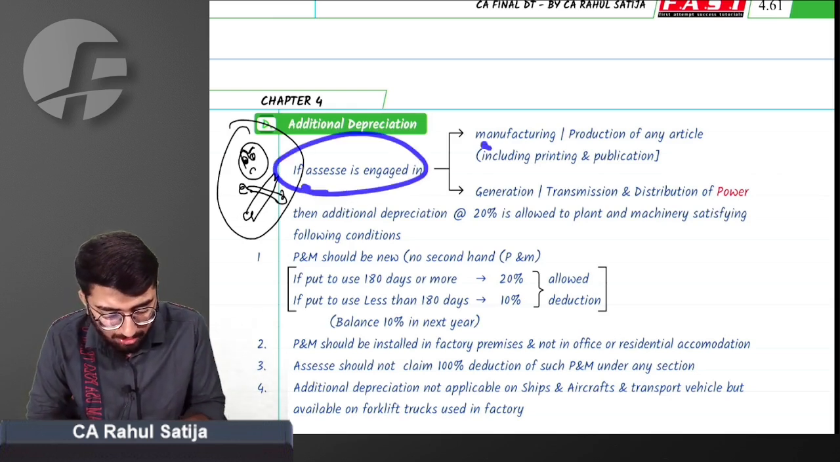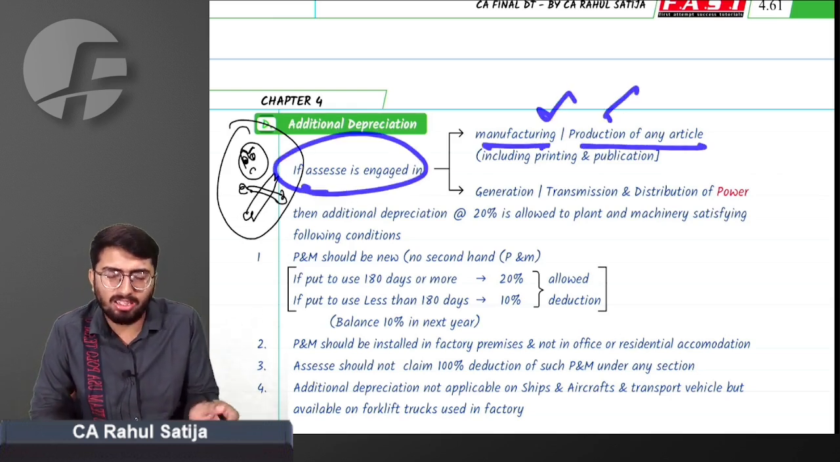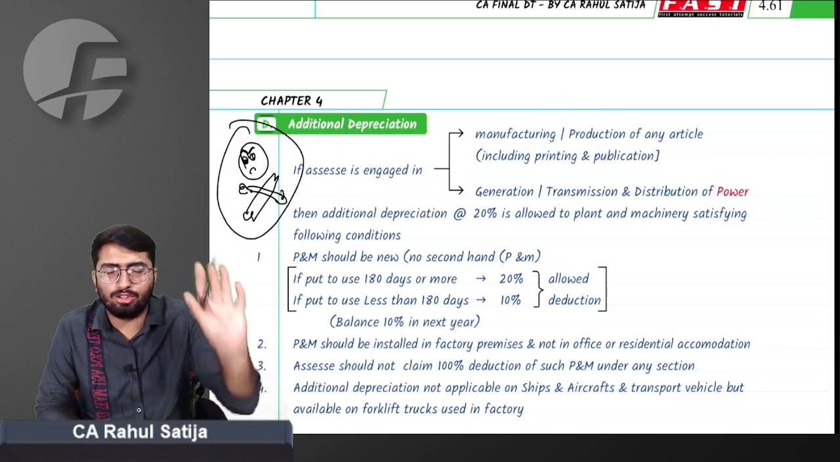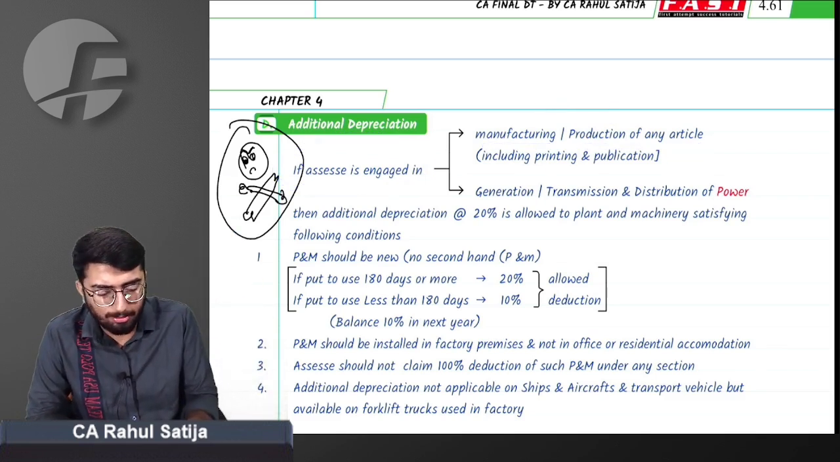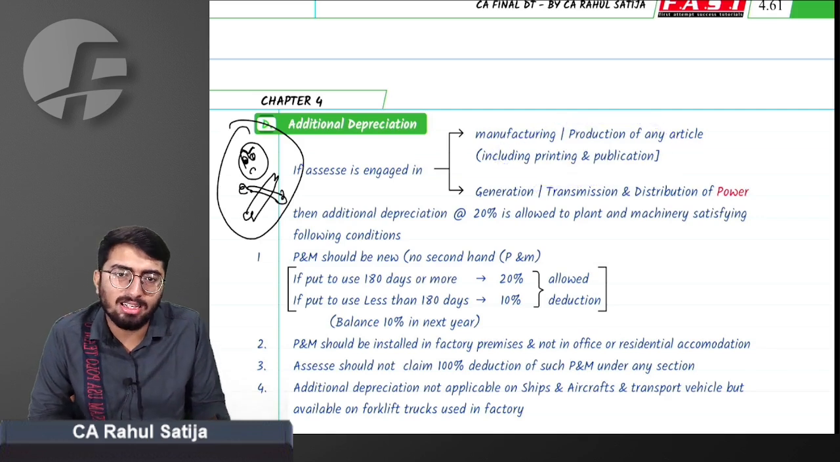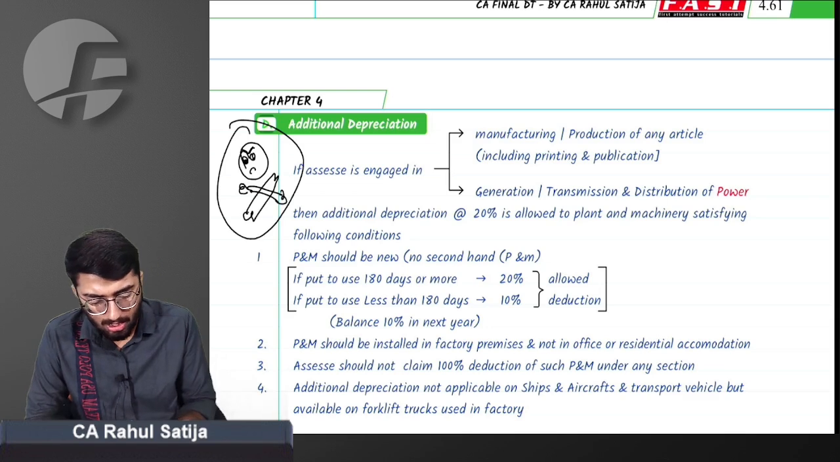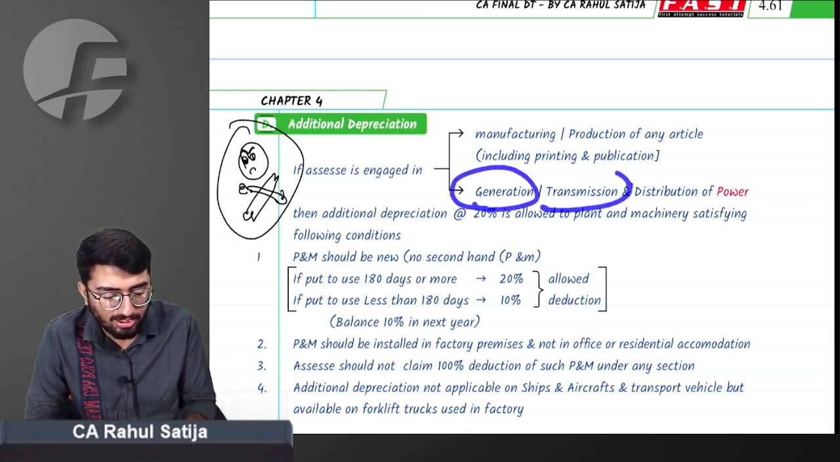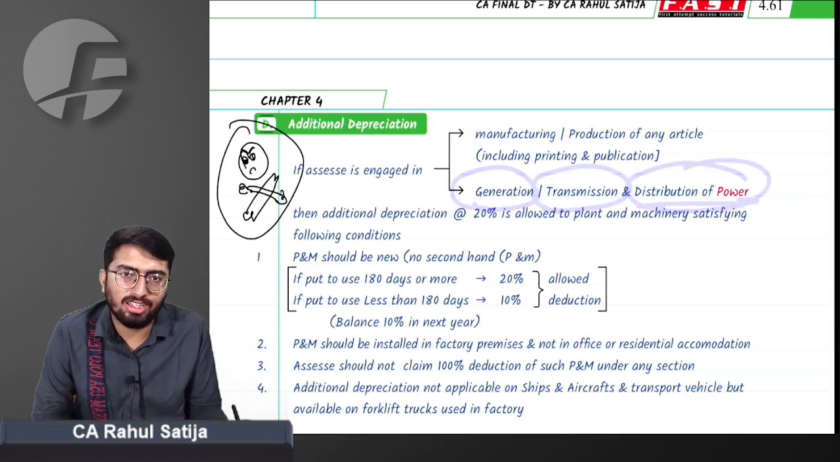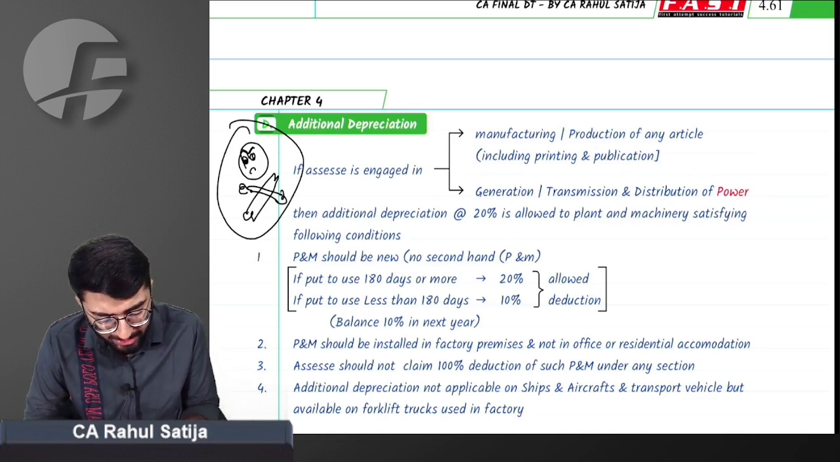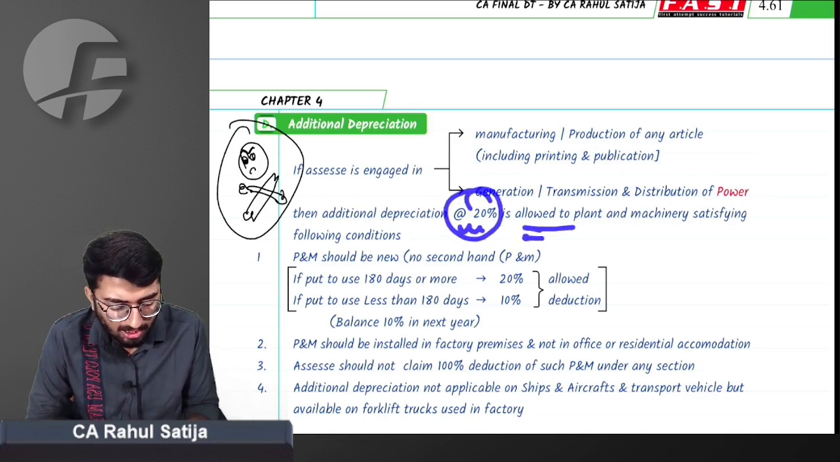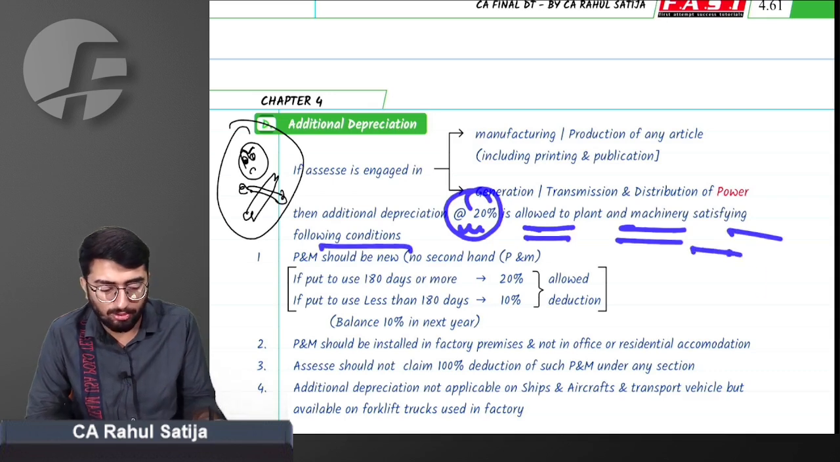So if an SSC is engaged in manufacturing or production of any article, he can be a manufacturer or do production of any article. Printing and publication will also be considered as manufacturing. If he is engaged in generation, transmission, and distribution of power, then additional depreciation at the rate of 20% is allowed on plant and machinery satisfying the following conditions.